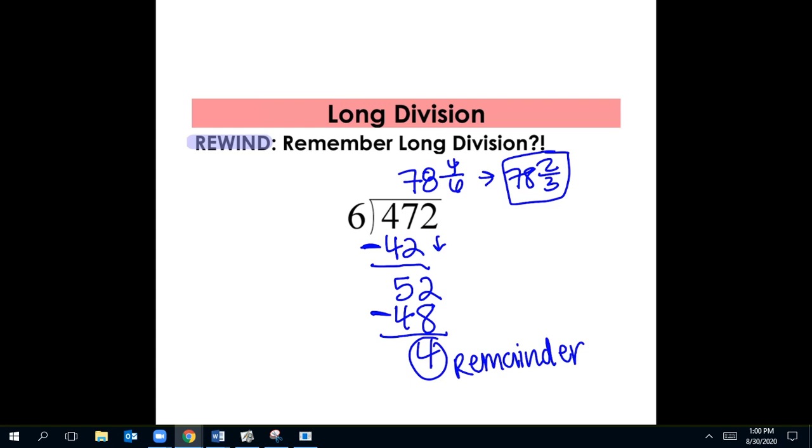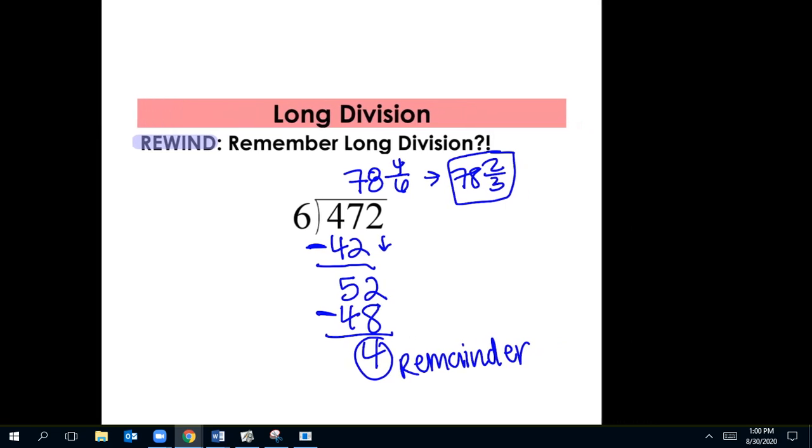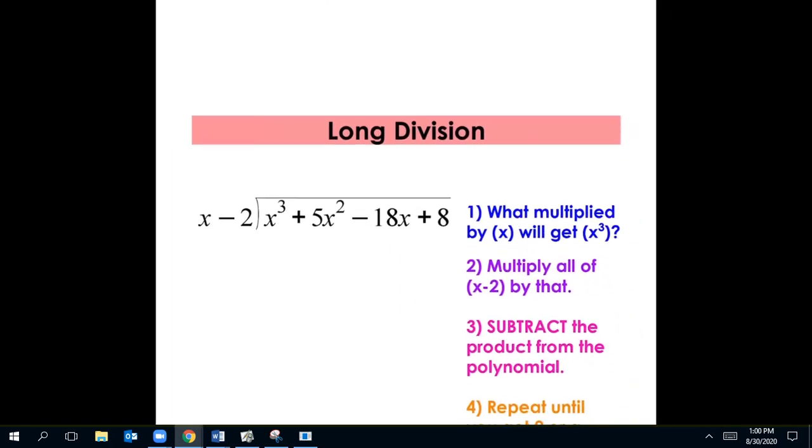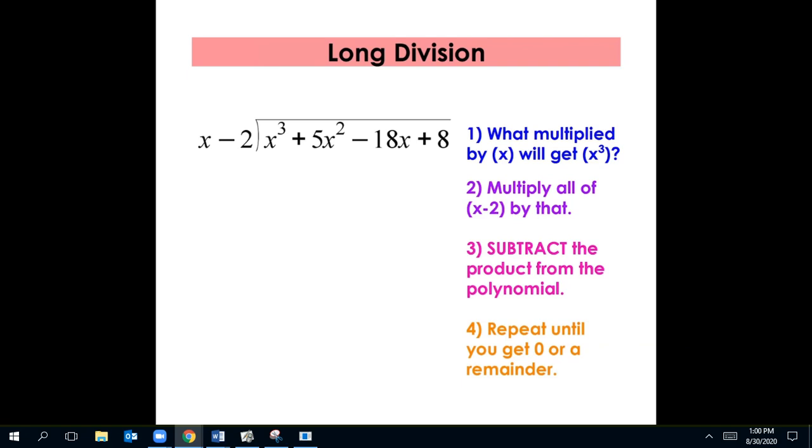So we're going to use that exact process to divide with polynomials. So on this page, I have it set up for us that we're going to divide x cubed plus 5x squared minus 18x plus 8 by x minus 2. So I want to follow the same kind of steps. So let's see how we do that. First, I wrote the steps onto the side, but remember, how many times does x minus 2 go into x cubed plus 5x squared minus 18x plus 8? The way we figure that out is we just think, what multiplied by x will get us x cubed? And that would be x squared. We write that on the top. And then we multiply all of x minus 2 by that.